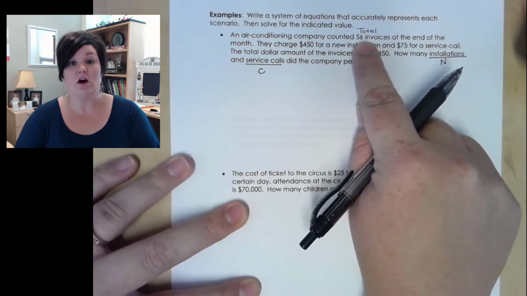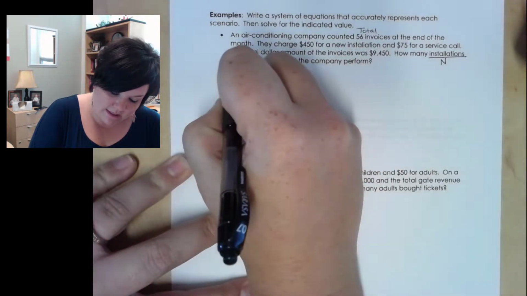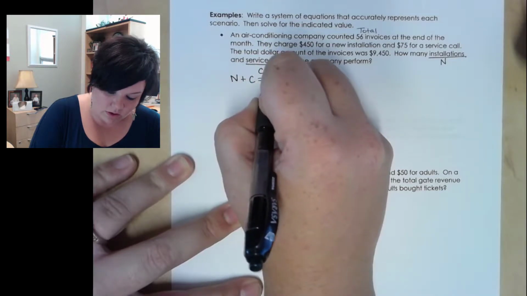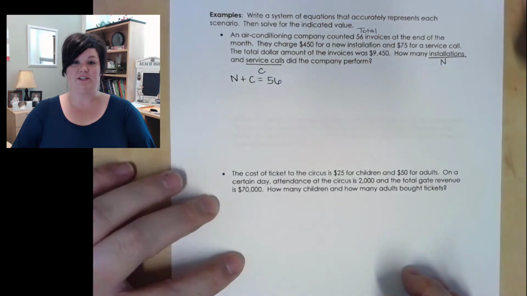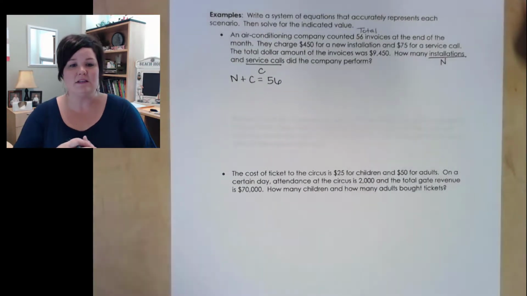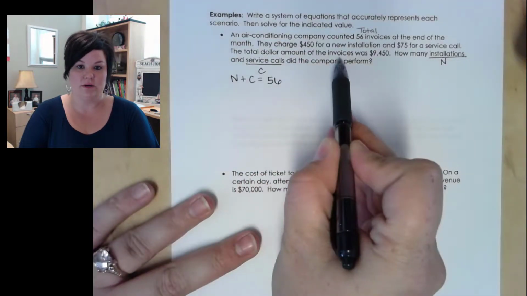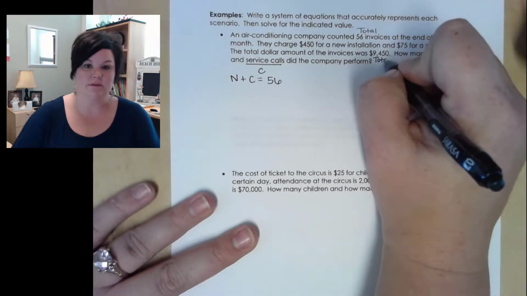So that's going to give us our first equation. We know that the number of new installations plus the number of service calls is going to total 56, right? So there's our first equation. Now we need to know how else they're related. And the other relationship they gave us was the total dollar amount of the invoices. Okay, so this is another total amount.